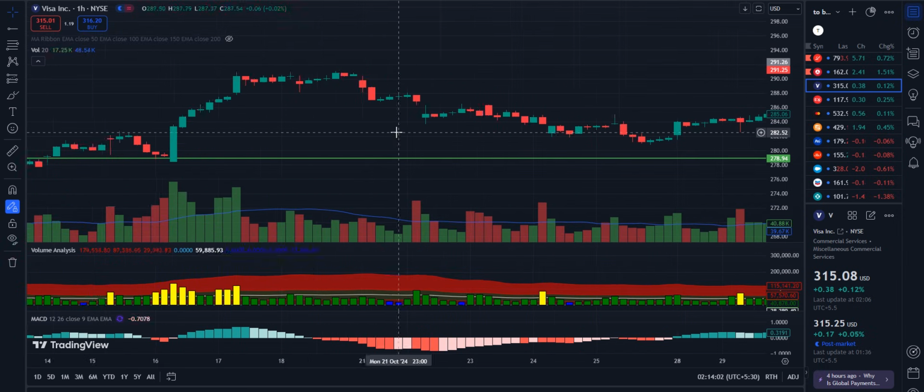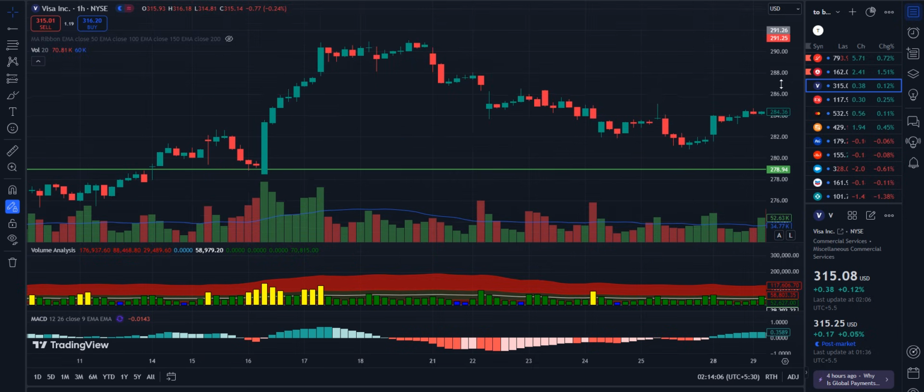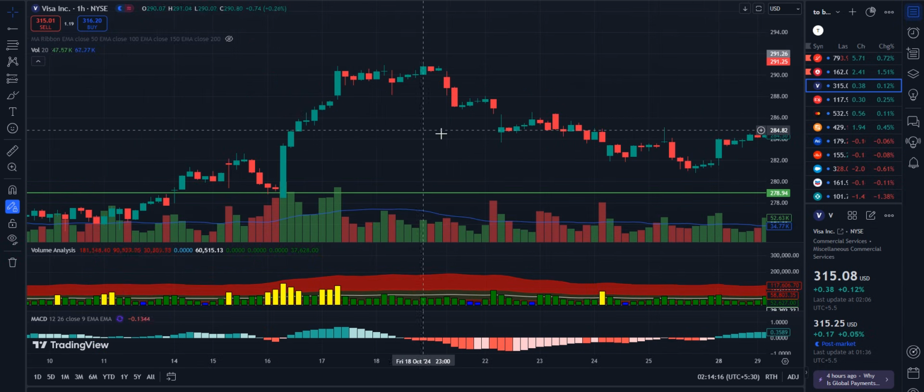Now the second condition is we are looking for a market test. Now what is a market test? A market test is a candle with low volume, a small candle with low volume. Here you can see a small candle with low volume. Now the second condition is fulfilled.